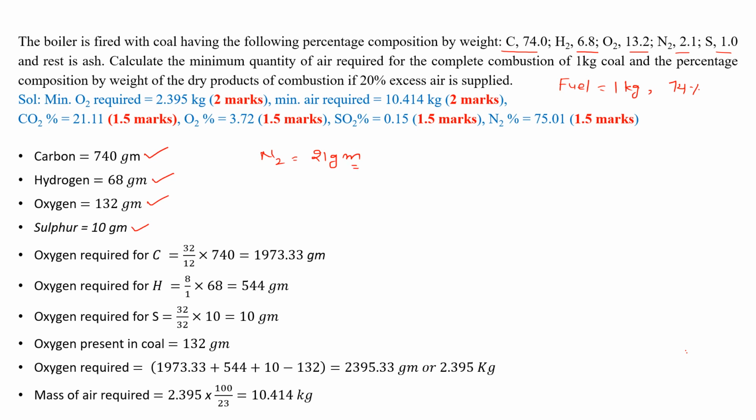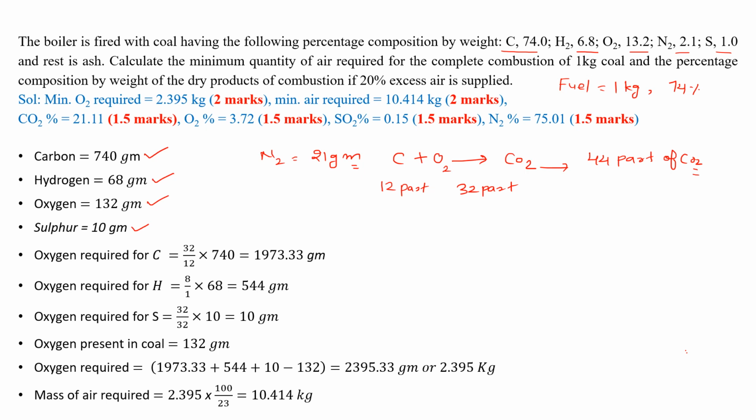Okay, so first we have to write the oxidation reaction for all the components. First we will calculate the oxygen required for the carbon. This is the reaction: carbon reacting with oxygen converts into carbon dioxide. So we can write here 12 part of carbon reacting with 32 part of oxygen converting into 44 part of carbon dioxide. This is the oxidation reaction for carbon.